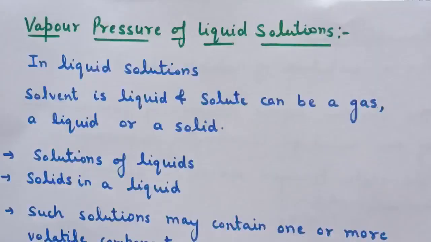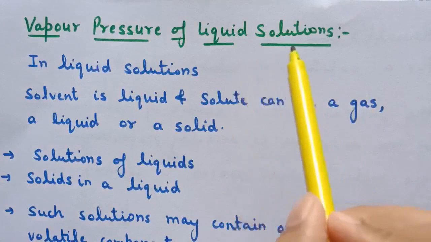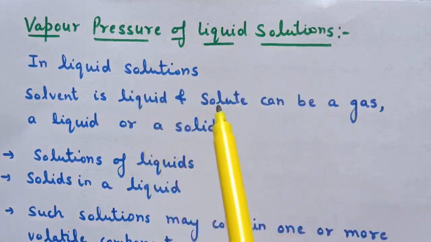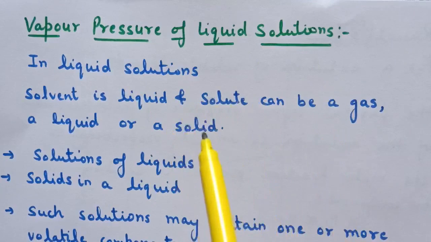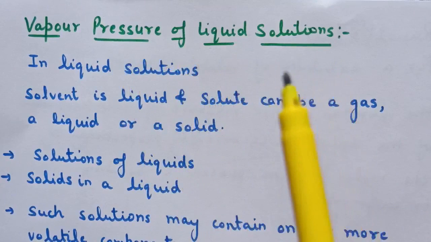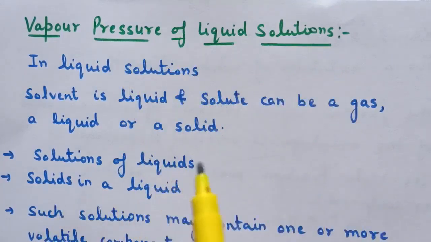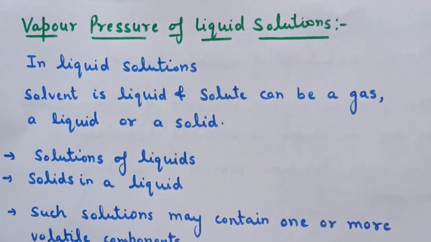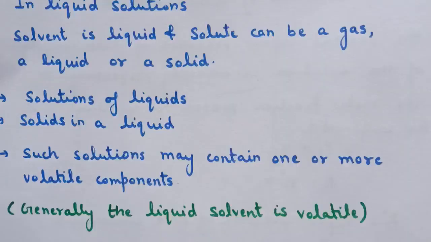Now next topic is vapor pressure of liquid solutions. In liquid solutions, the solvent is liquid and the solute can be a gas, liquid or a solid. Now in this vapor pressure of liquid solution, we will discuss liquid in liquid and solids in liquid. That is, we will discuss two cases. First is when the solute and the solvent are liquid, and the second case is when the solute is solid and the solvent is liquid. Here in these solutions, they may contain one or more volatile components. That is, the liquid solvent is generally volatile.